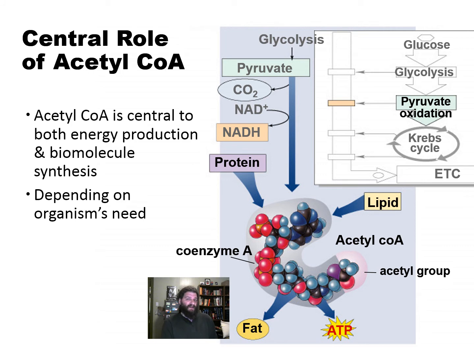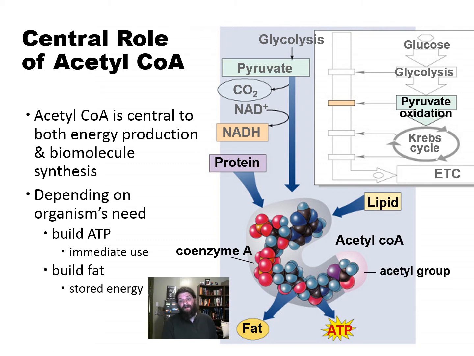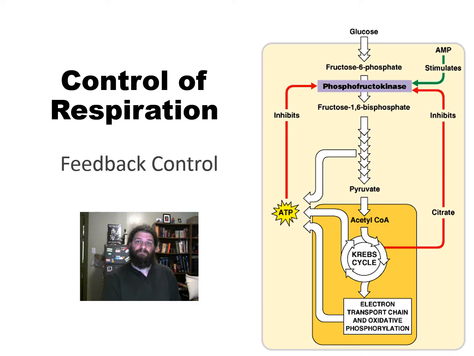So if the organism needs more ATP, then it can go forward and make some more ATP that it needs right away. If it doesn't need ATP right away, then that acetyl coenzyme A can be converted back into fat molecules and stored up for later on. And then if it needs more energy later on, then the fat molecules can be converted back into acetyl coenzyme A, and down the pathway they go.